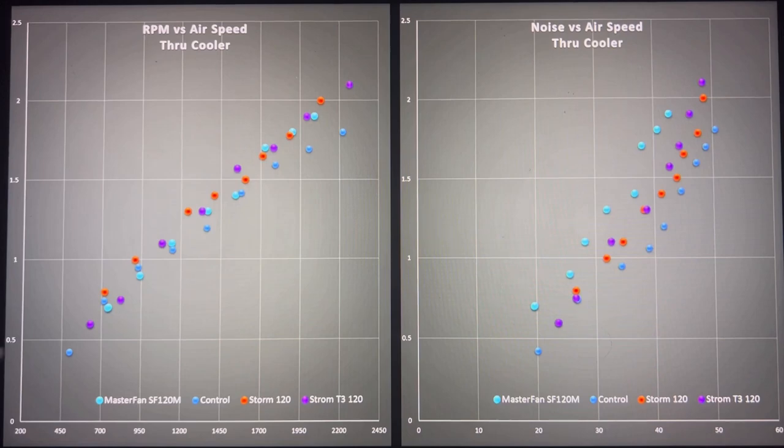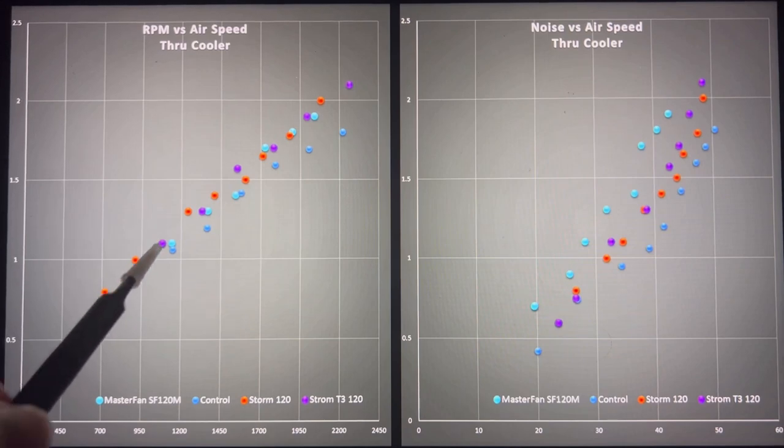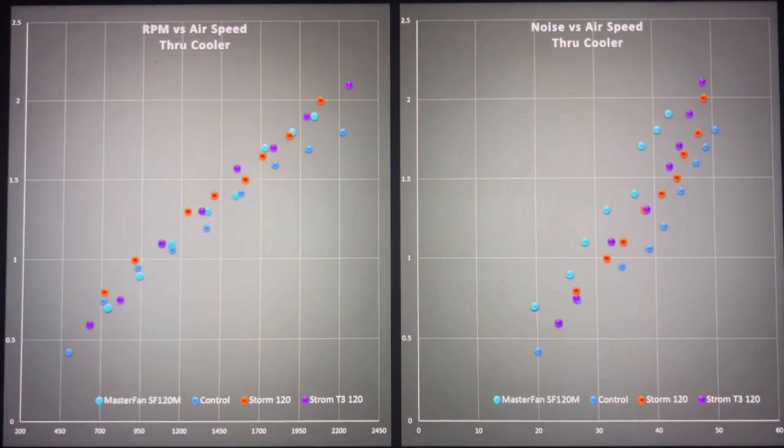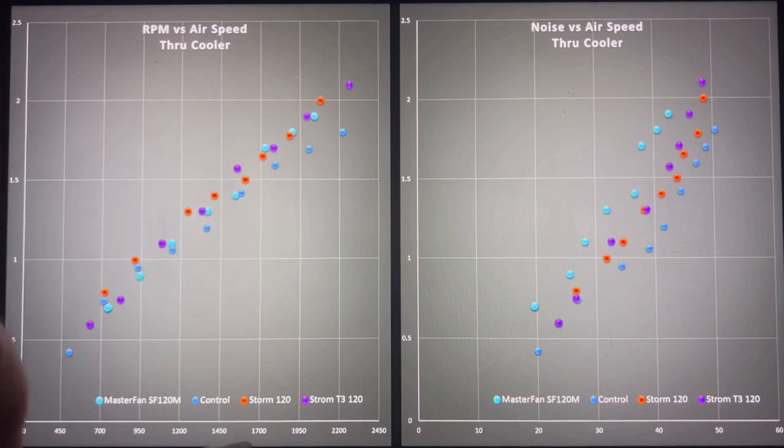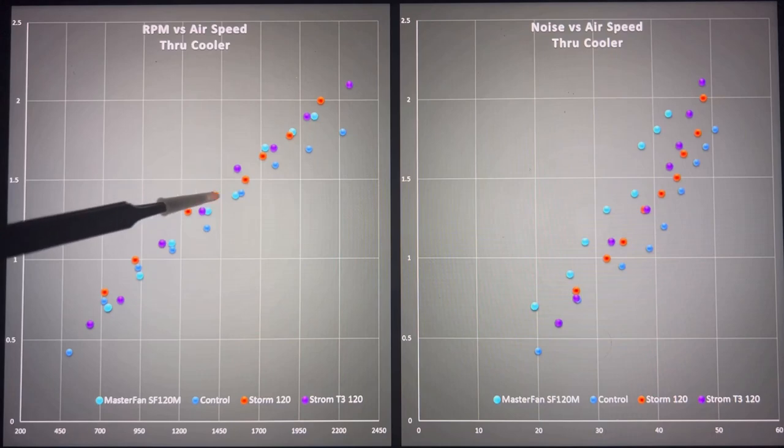Good to very good. And taking a look at the master fan, which is this light blue line, it is matching and doing a little bit better than my control fan. The Storm is actually doing very well. It loses a little bit of performance there at this 1,700 mark, but then it kind of gains it back again, and it overall stays pretty level above my control.